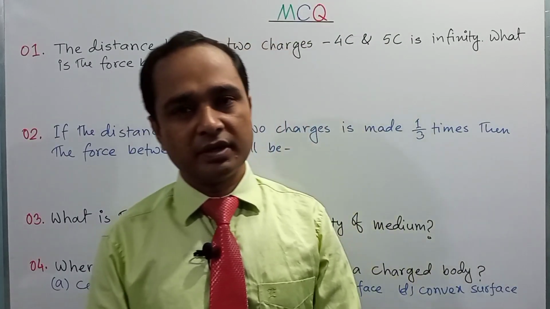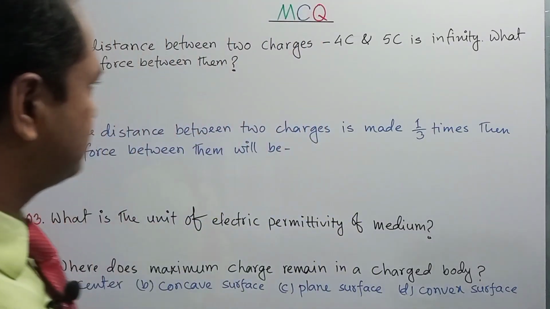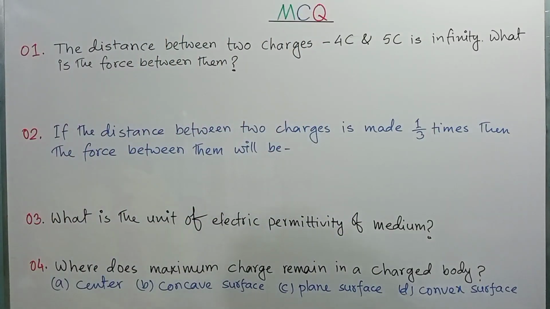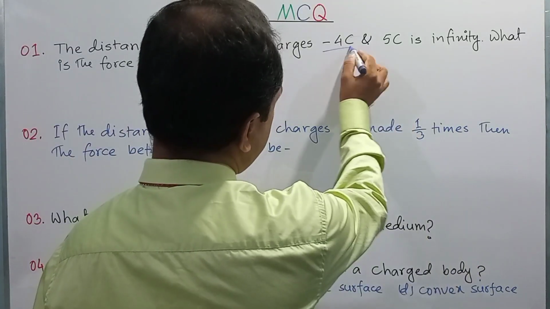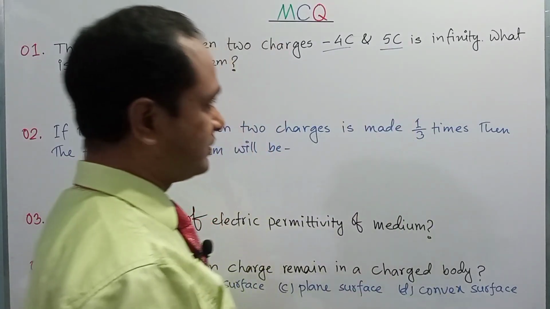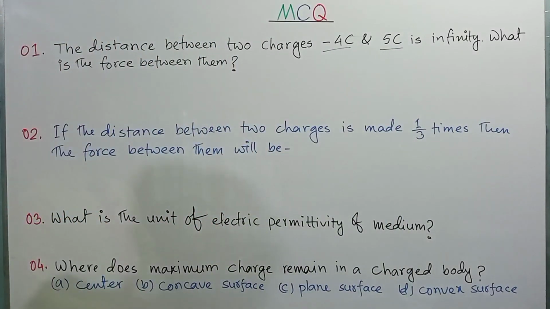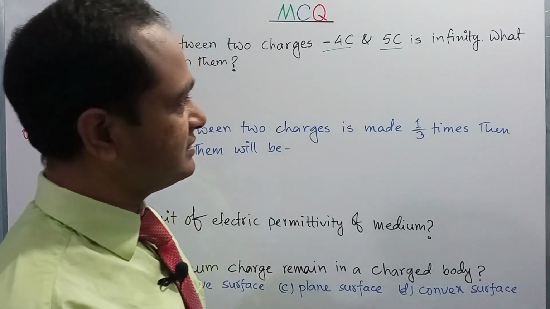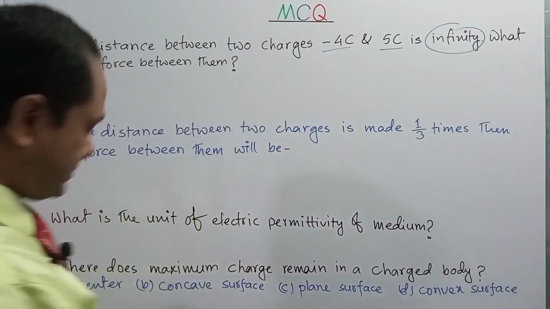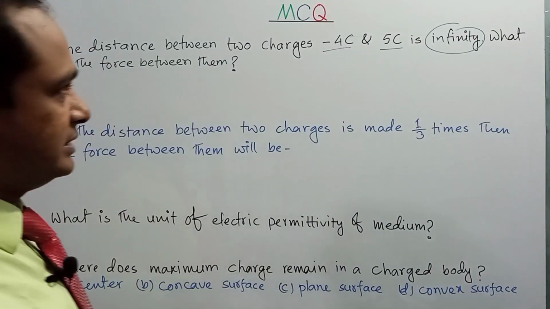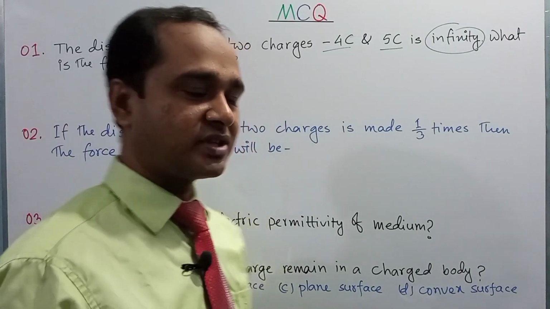Dear student, our today's first MCQ question is: the distance between two charges. Here the charges are -4 coulomb and 5 coulomb, and the distance between the two charges is infinity. So what is the force between them? Here them means the force between the charges.